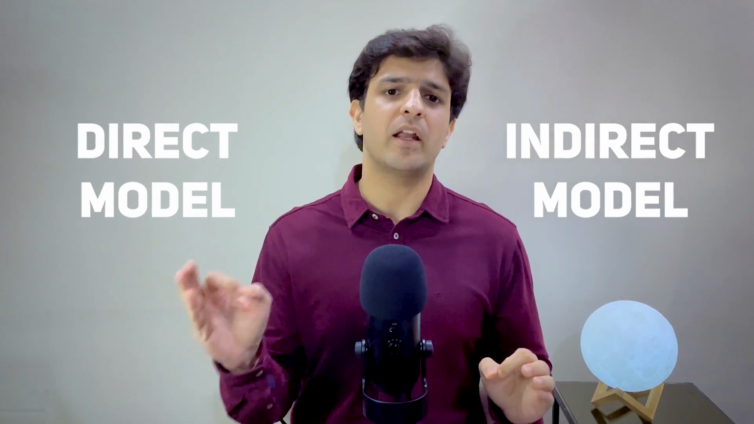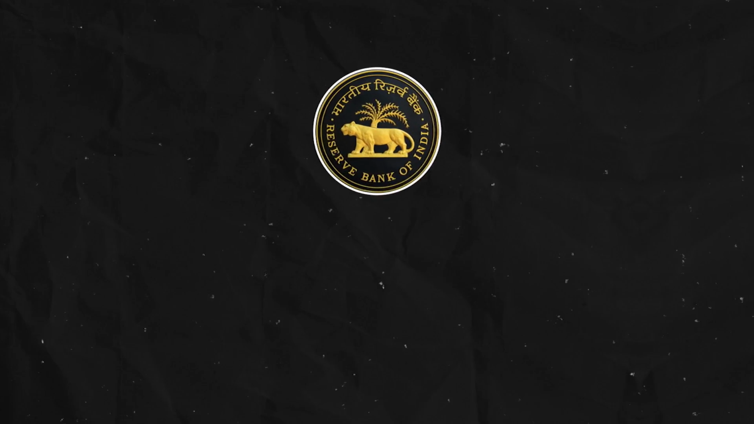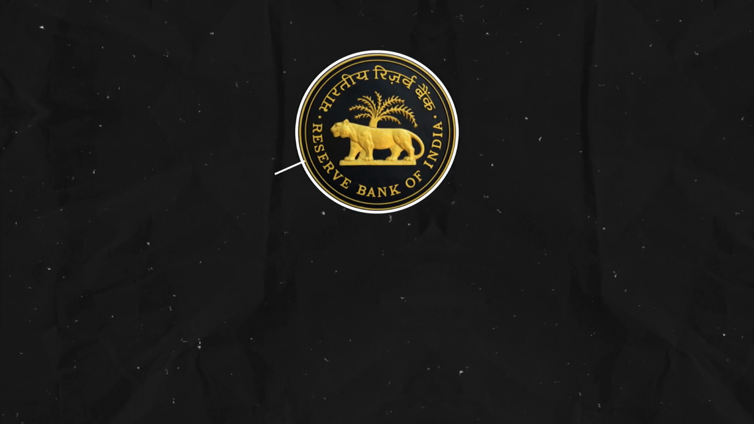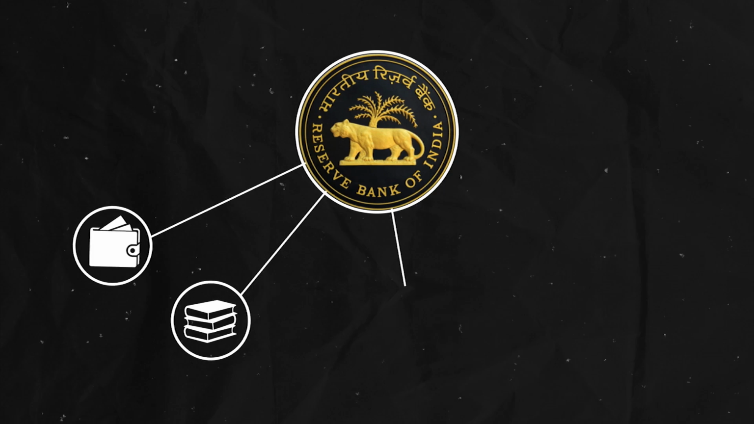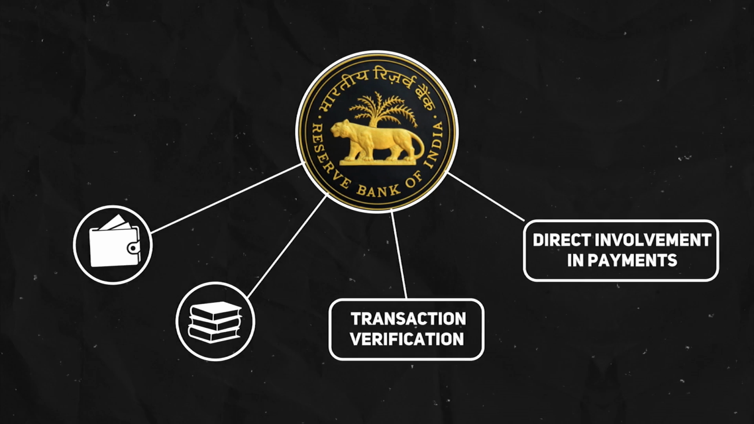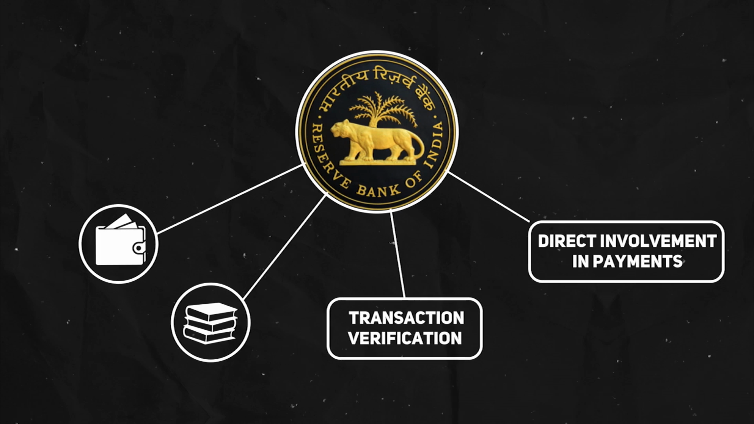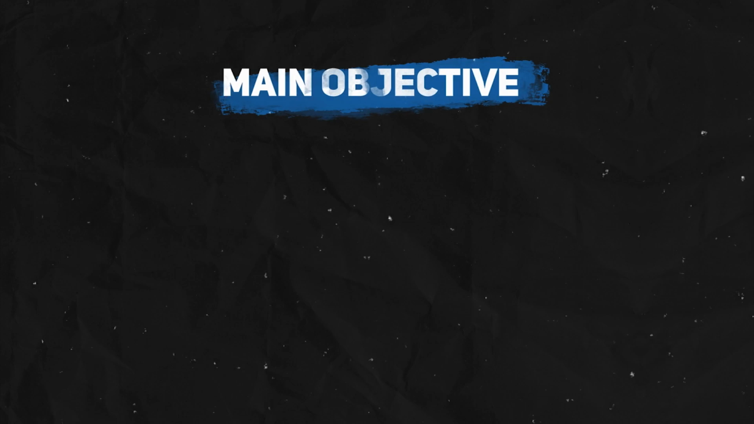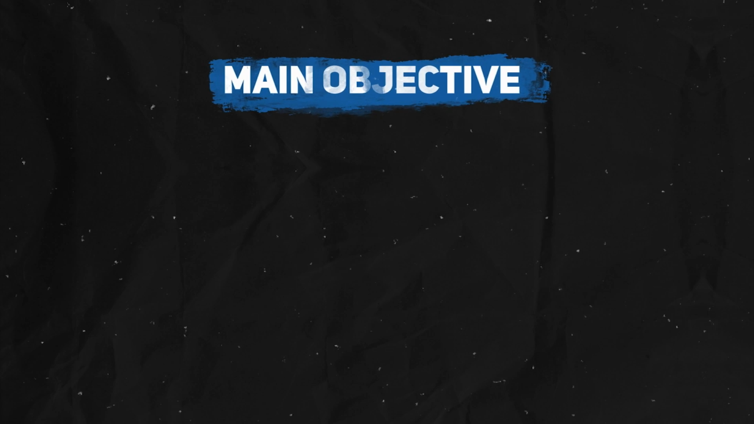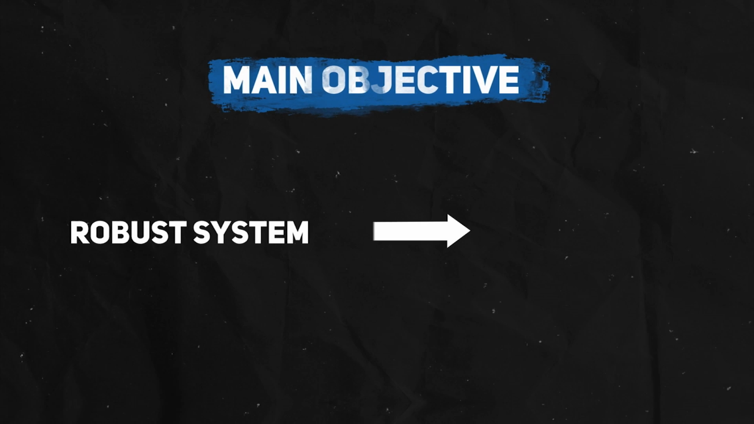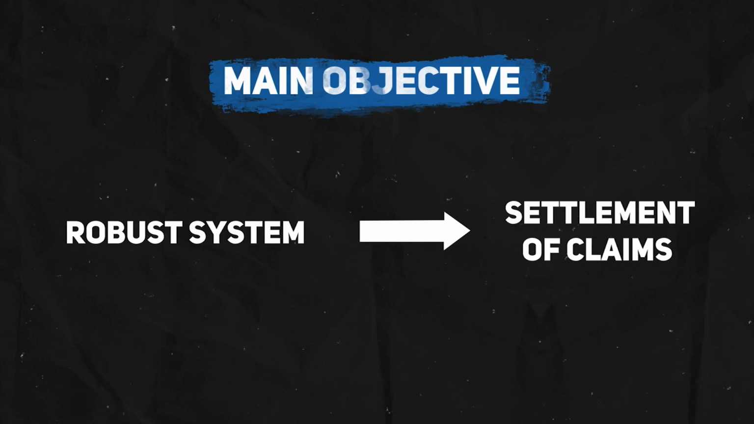Well, for the issuance and management of CBDC, RBI has introduced two models, the direct model and the indirect model. In the direct model, the RBI will be the lone entity responsible for opening the wallets, bookkeeping, transaction verification, and most importantly, direct involvement in payments. The main objective behind introducing this kind of model is to introduce a robust system which will help in settlement of claims with simplicity and instantly, because all the information regarding the retail account balances will be readily available to RBI with its payment servers.